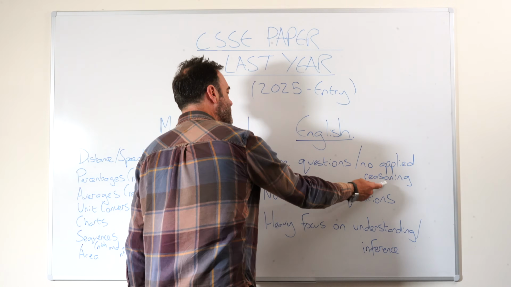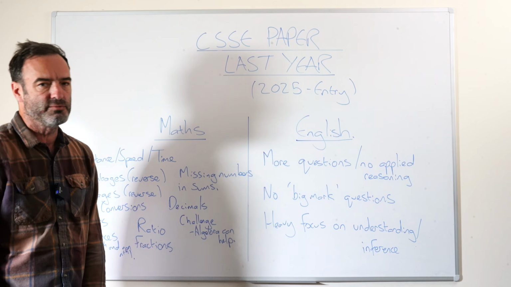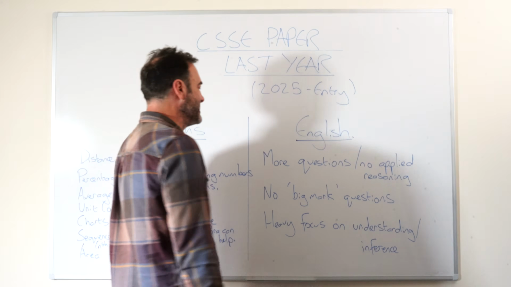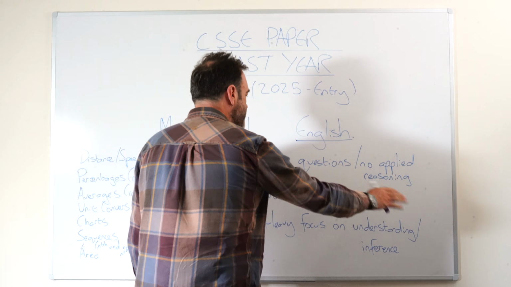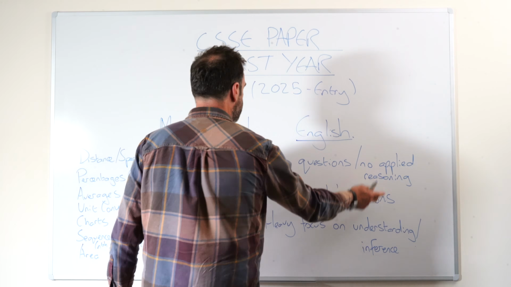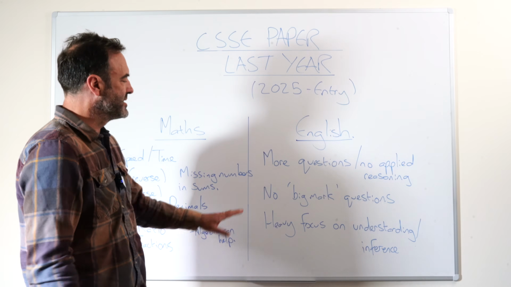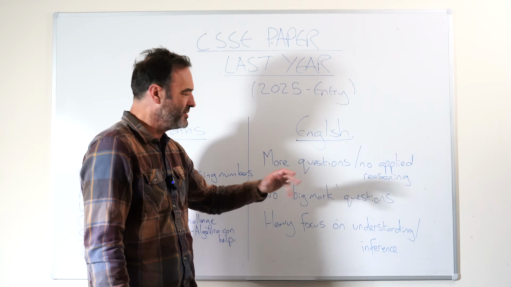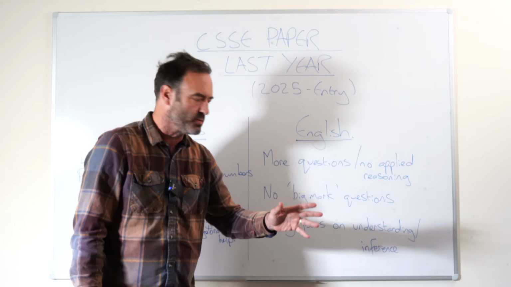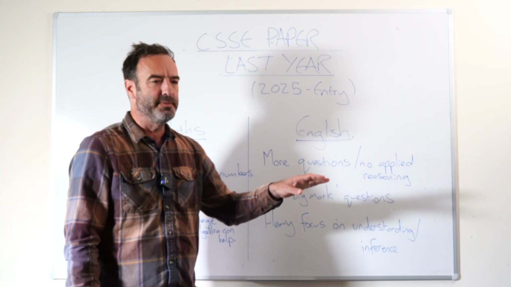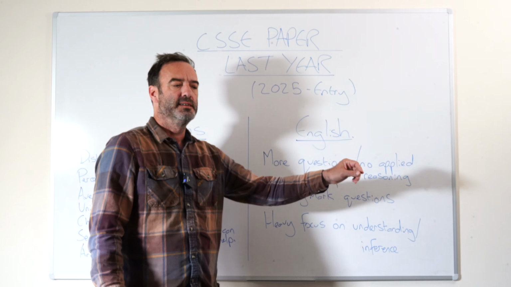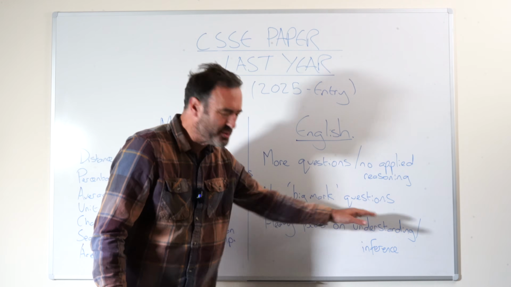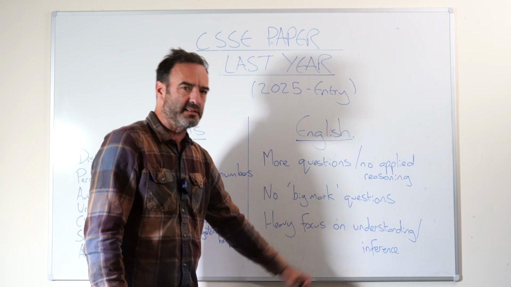For English, what we're seeing here, we've analysed it. Obviously, we saw the disappearance of applied reasoning last year. That happened. We knew that would be the case this year. There are more questions in the comprehension because of this. What we are seeing as a direction is no big mark questions. So before we've seen one question with 6 marks or 5 marks, it seems to be more questions with fewer marks, but there's much more of an emphasis on truly understanding the story.